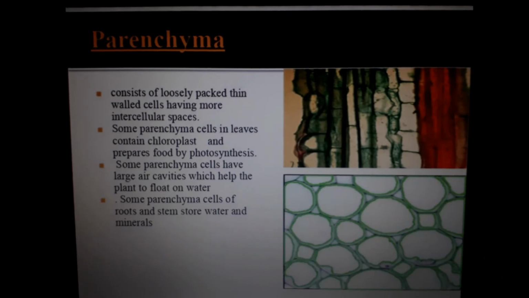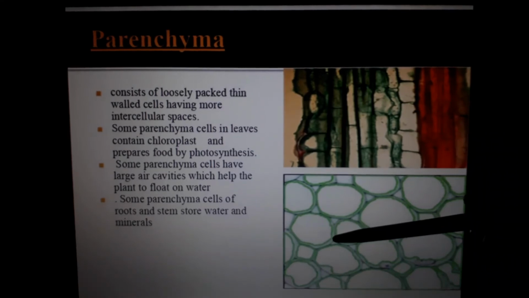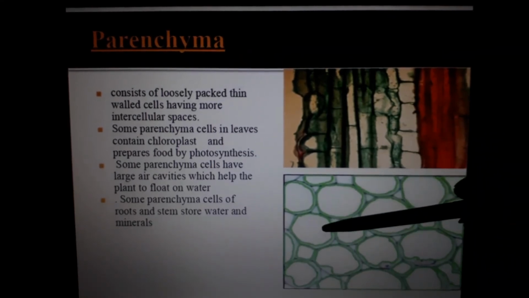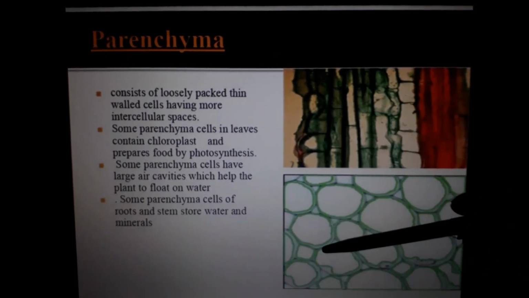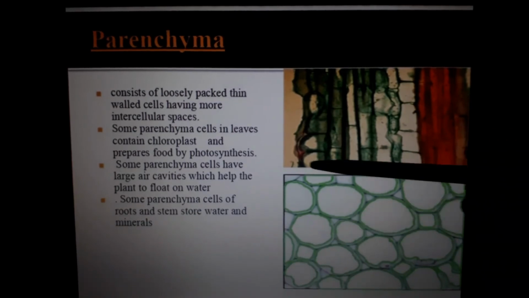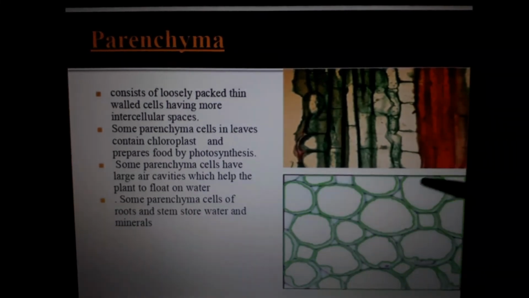Some parenchyma cells of roots and stems store water and minerals. Some parenchyma will store water. The main function is what? To store food and water. Some parenchyma has chloroplast in it, so it helps in photosynthesis. And some air cavities are there. It will help to float the plant in water. For example, these algae and lots of plants are floating in water.